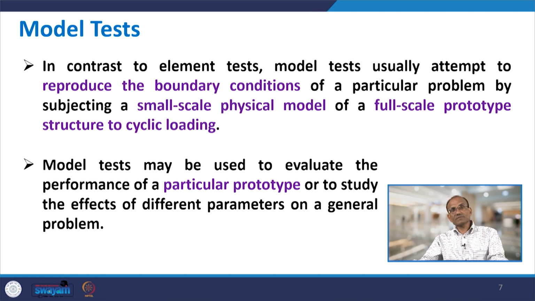In contrast to element tests, modal tests usually attempt to reproduce the boundary condition of a particular problem by subjecting a small scale physical model of a full scale prototype structure to cyclic loading. What happens in an element test? You collect a small sample of soil and test it in either cyclic triaxial, cyclic direct simple shear, or maybe resonant column test. However, here you are not collecting the specimen, rather you are preparing a model which represents the larger body, that is the prototype. So a physical model is created, and these model tests may be used to evaluate the performance of a particular prototype or to study the effects of different parameters on a general problem.